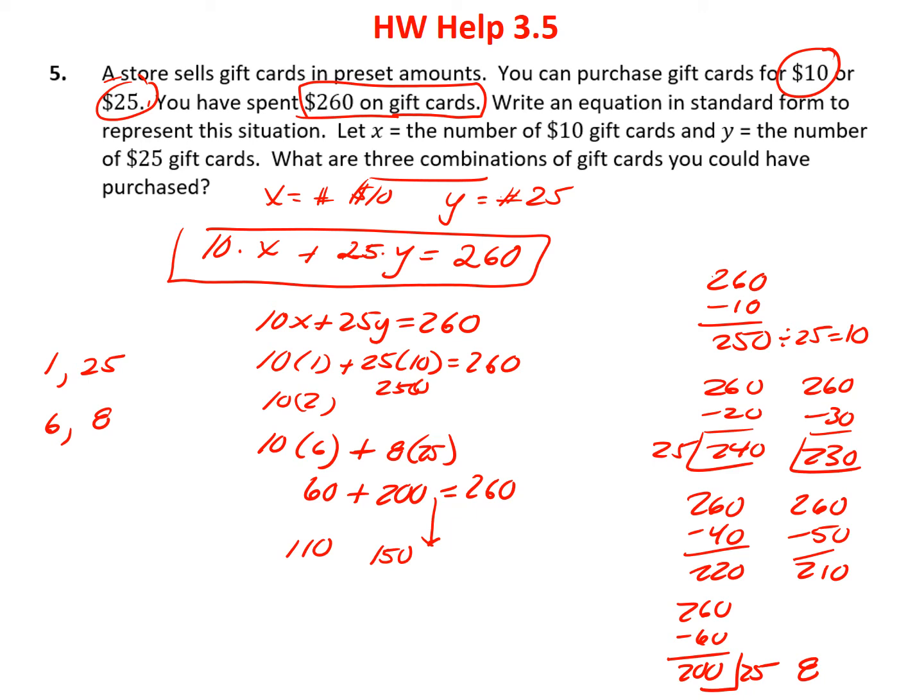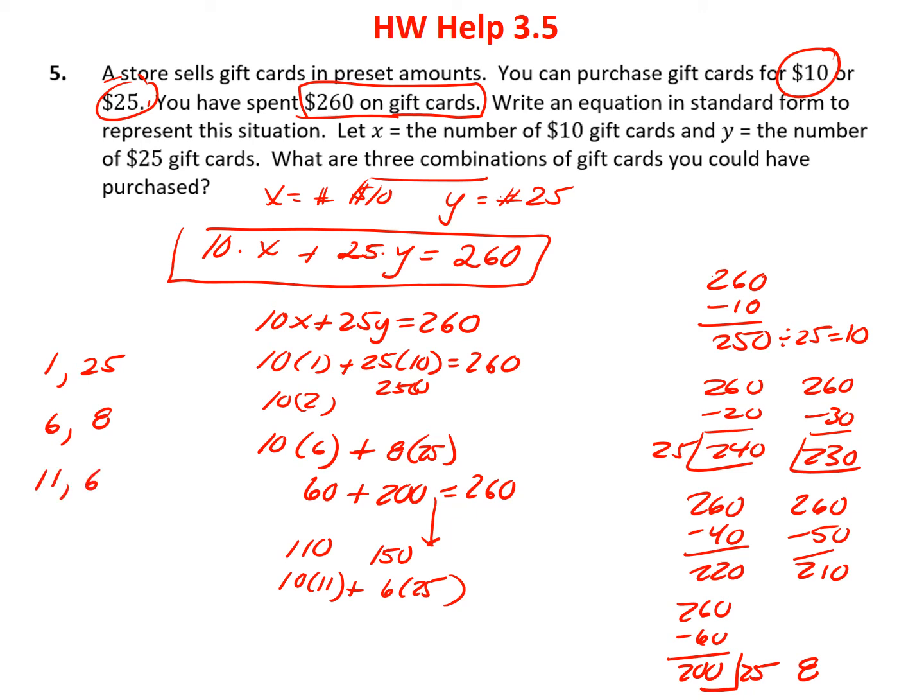Okay, so that would be 10 times 11 plus 6 times 25. All right. So the next point would be to buy 11 $10 cards and 6 $25.